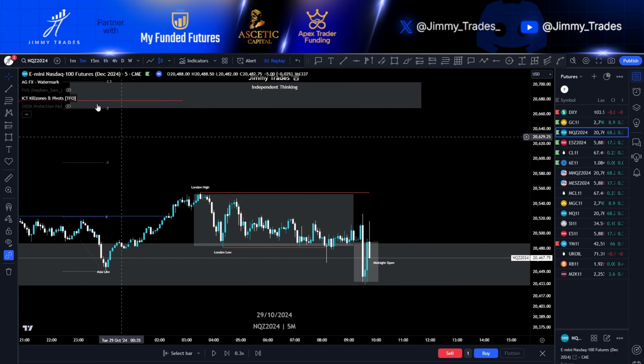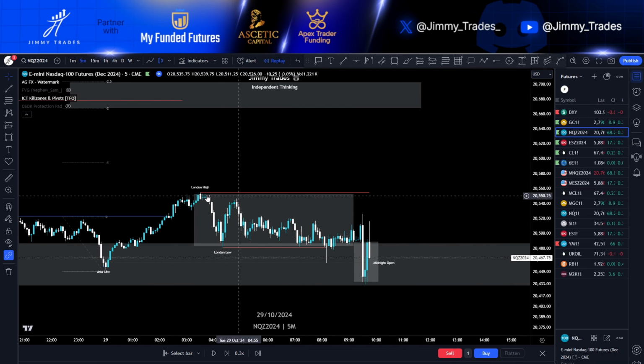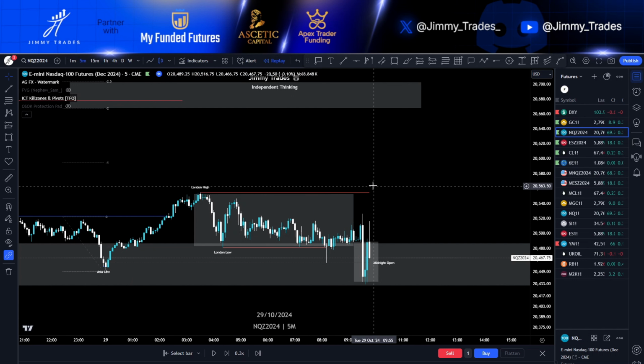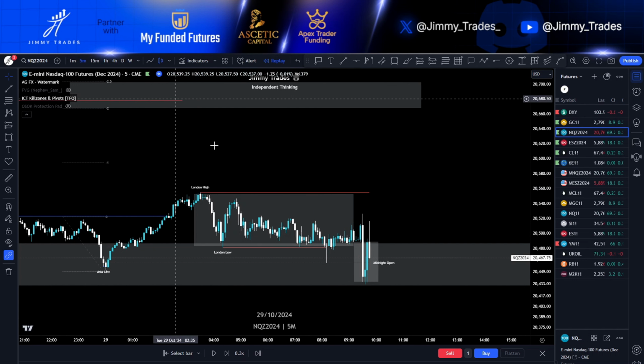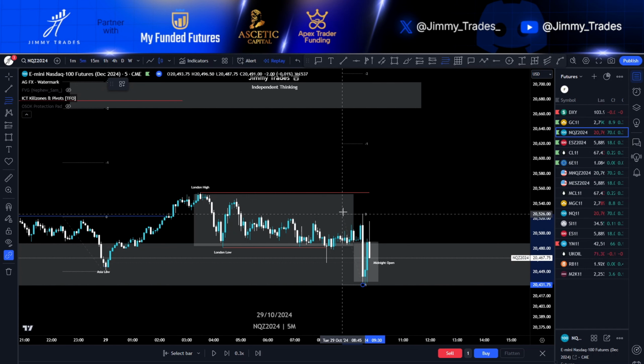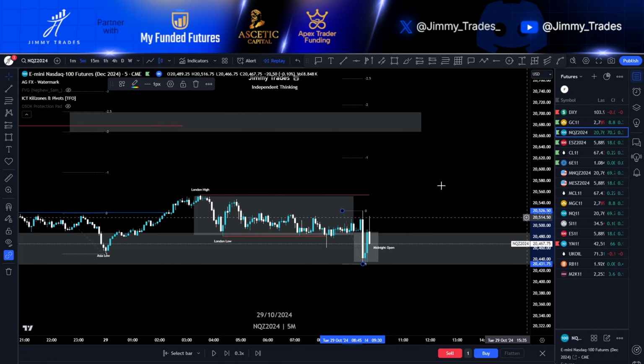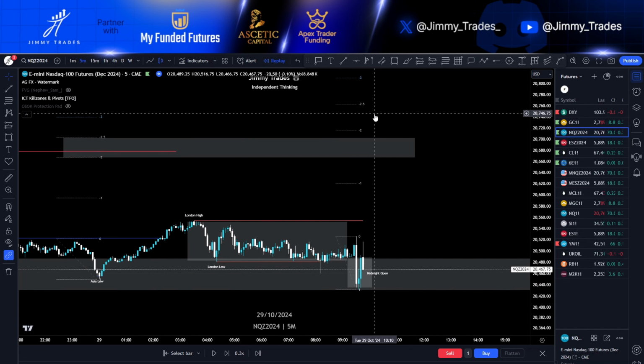And I had my drawn liquidity with initially this London session high being unmitigated, and then I had a higher target. Now because of the Judas swing and the manipulation lower, which was lower than this manipulation, I then drew out my standard deviations from this leg. So this became my new target area.